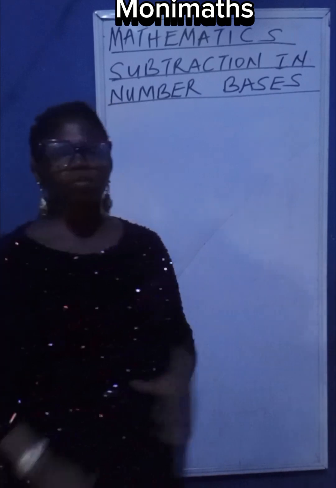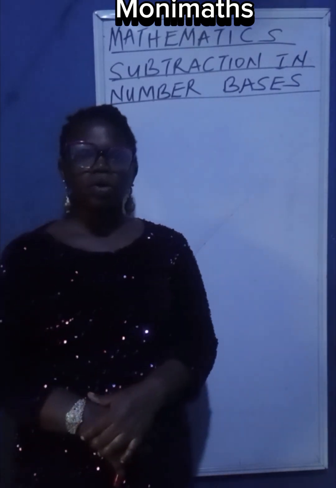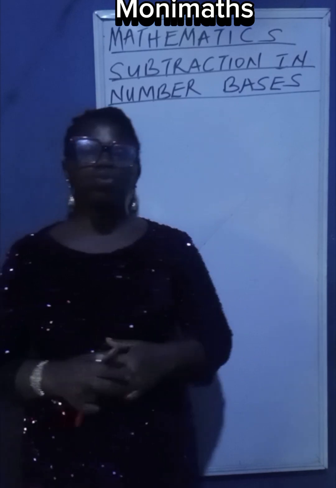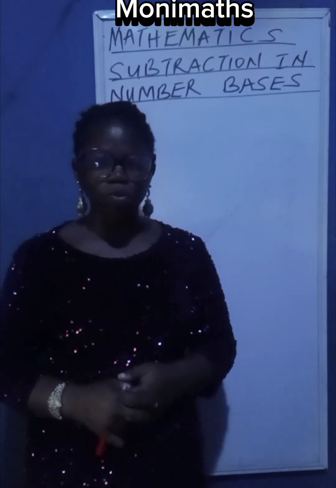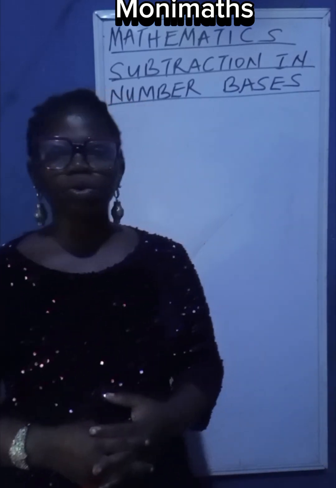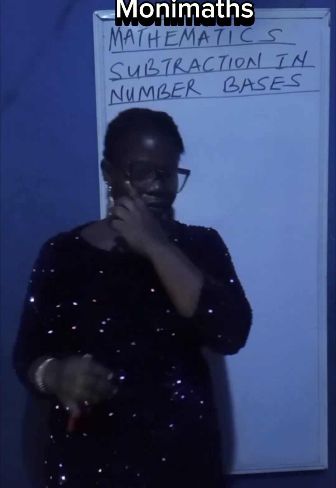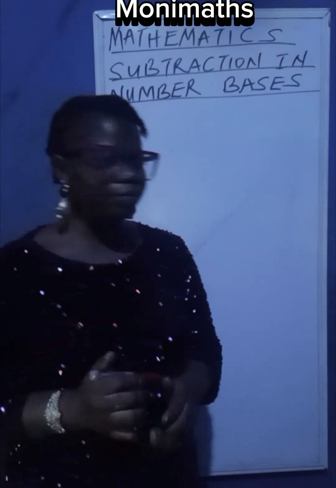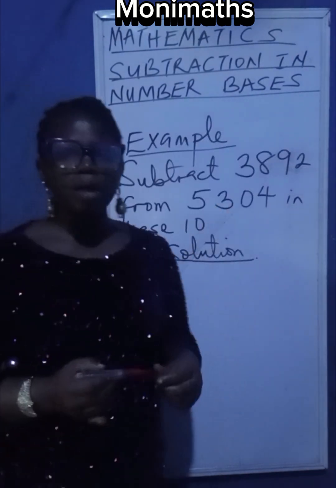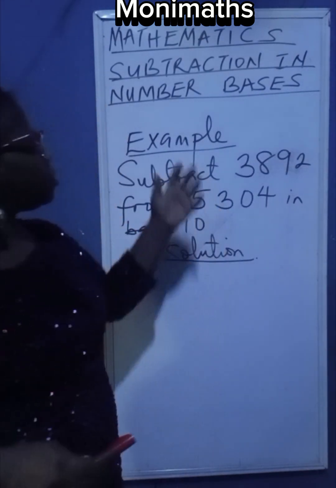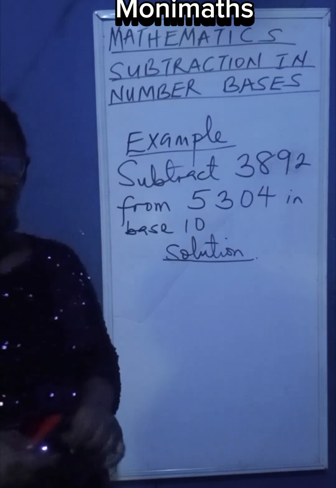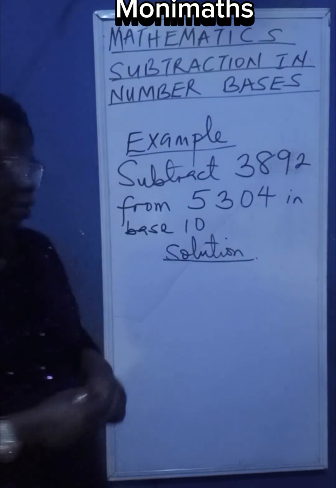Let us learn subtraction in number bases. We will be starting from what we know, then we go into what we don't know. Of course, we are used to numbers in base 10. So we'll start from subtraction of numbers in base 10. For example, subtract 3,892 from 5,304 in base 10.